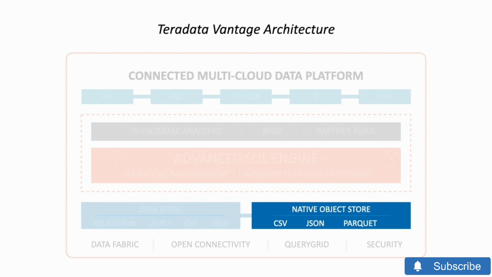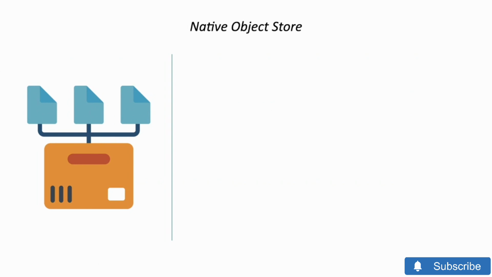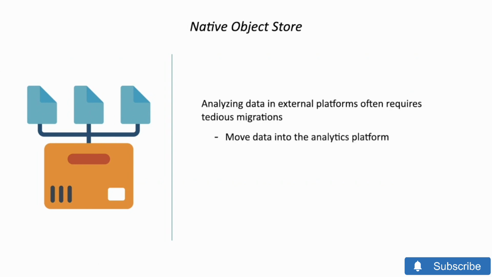Heading back then to the architecture diagram, another important component is the Native Object Store, which adds to the flexibility of Teradata Vantage. There may be many occasions where the data which currently resides in an external platform will need to be analyzed, and with most analytics tools, this will require a migration of the data into the platform. This, of course, can prove very tedious and time consuming, and beyond that, it is often a temporary measure since the data will often be removed right after analysis is performed.